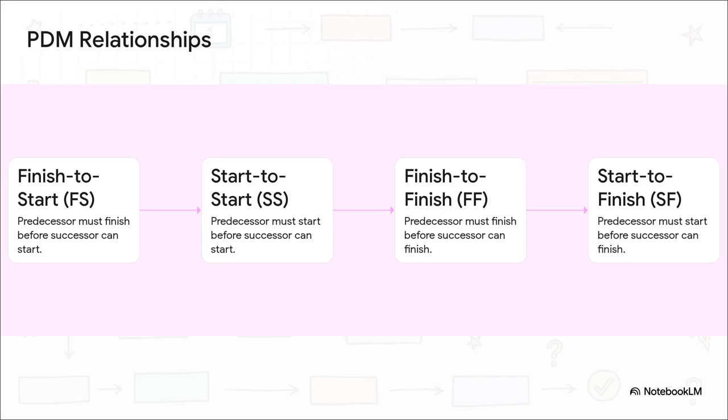Finish to start is the most common by far. You finish A, then you start B. Simple. Start to start lets you run things in parallel. Finish to finish is for when 2 things need to end at the same time. And that last one, start to finish, it's really rare, but when you need it, you really need it.